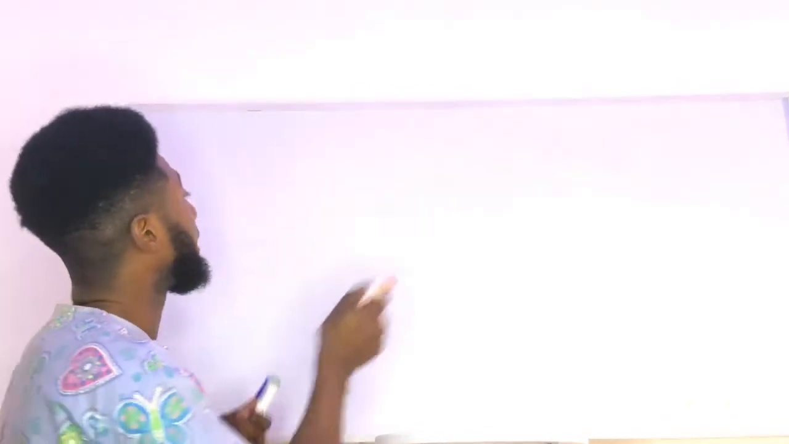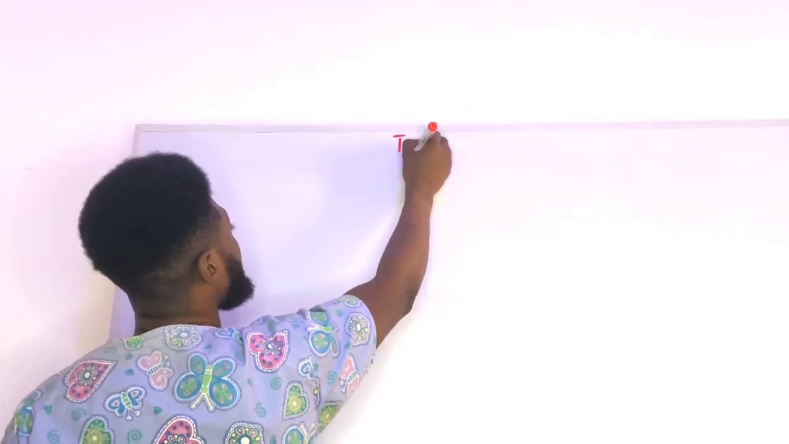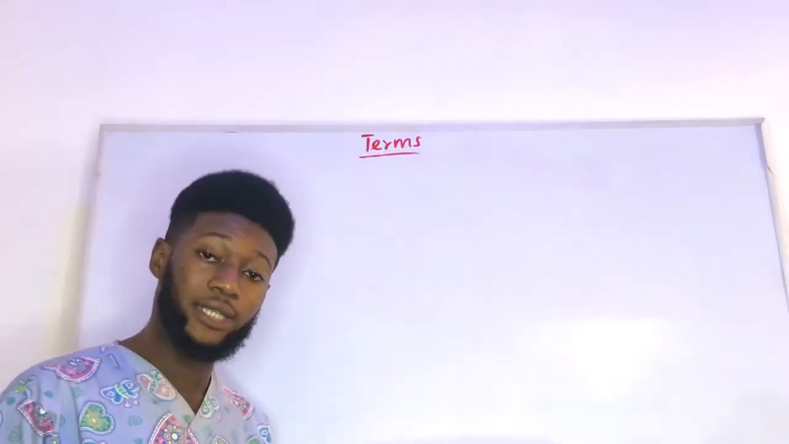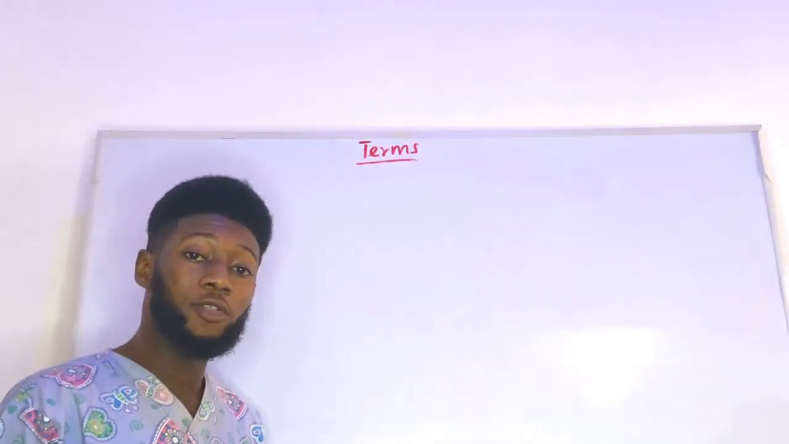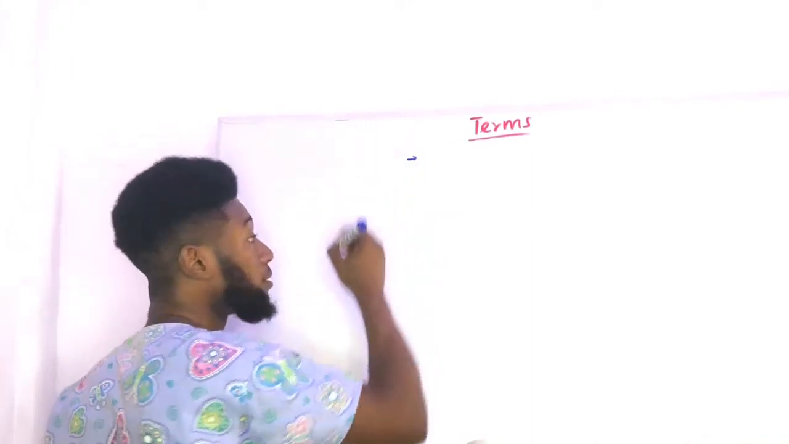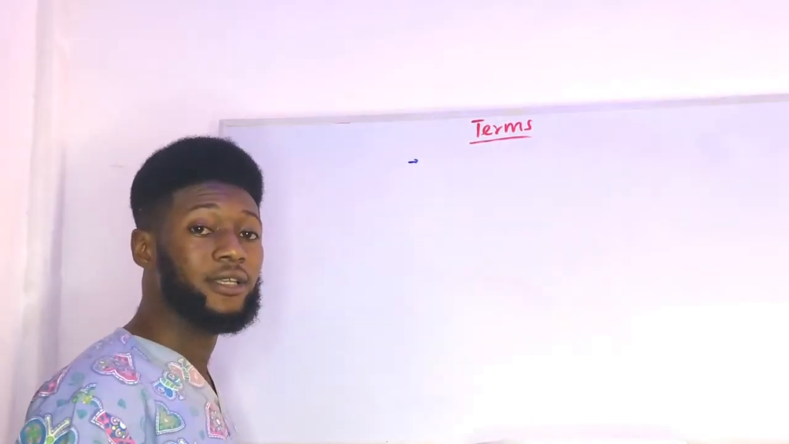Today I want us to consider the cells of the nervous system, the types of cells we have in the nervous system. So it will be under the terms, because let's look at some terms. By the end of this lesson, you should be able to tell me very clear differences between the following. The first one is a neuron.